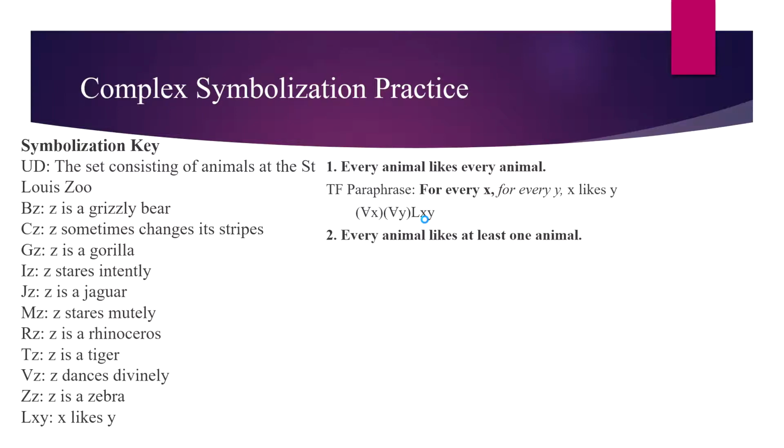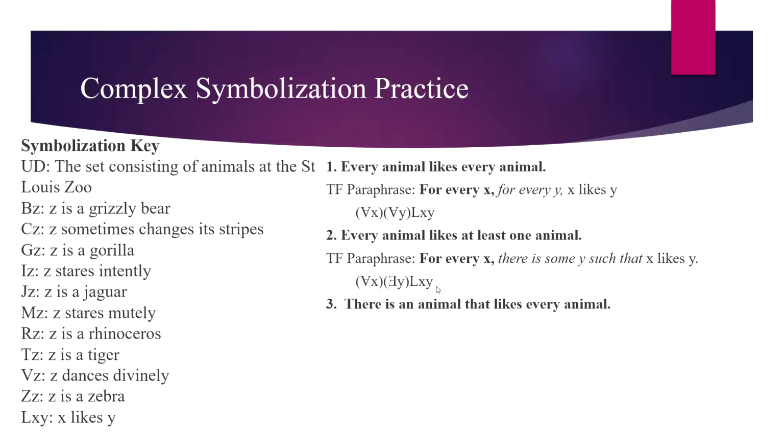Next, we have, every animal likes at least one animal. So now we've got a universal quantifier for every, and then the existential quantifier for at least one. So now we need to say, for every X, there is some Y such that X likes Y, right? Here X is the every, Y is the existential, and then we need to make sure we put them in the right order so that it's every animal likes at least one animal. And we get this symbolization: for every X, there is some Y such that X likes Y.